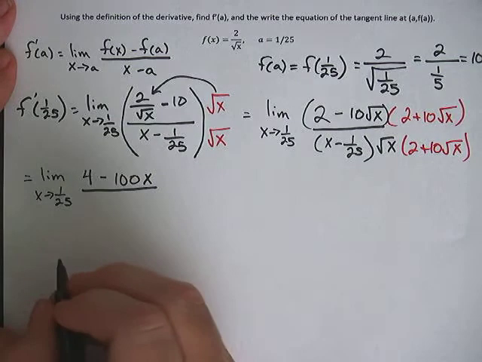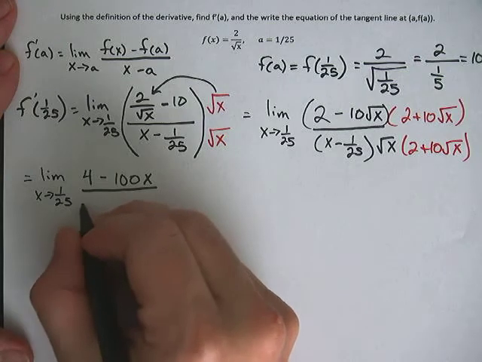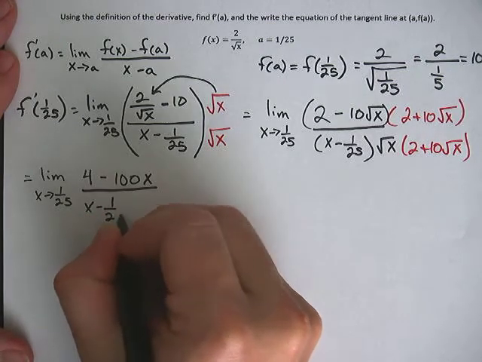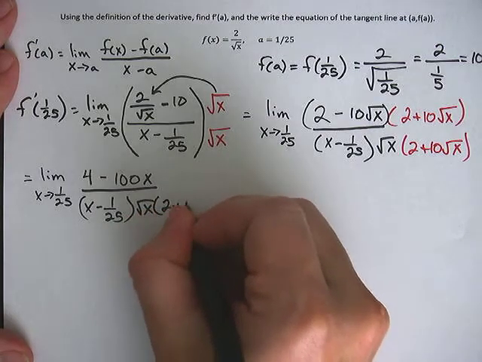And then in the denominator, we might want to go ahead and multiply through on that bottom. Let's see what happens on the next step. Let's wait on that. So I get x minus 1 over 25 times the square root of x times 2 plus 10 square root of x.